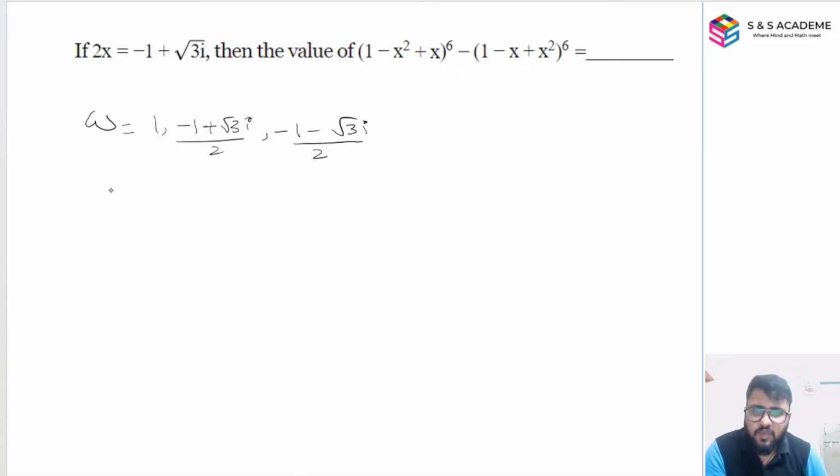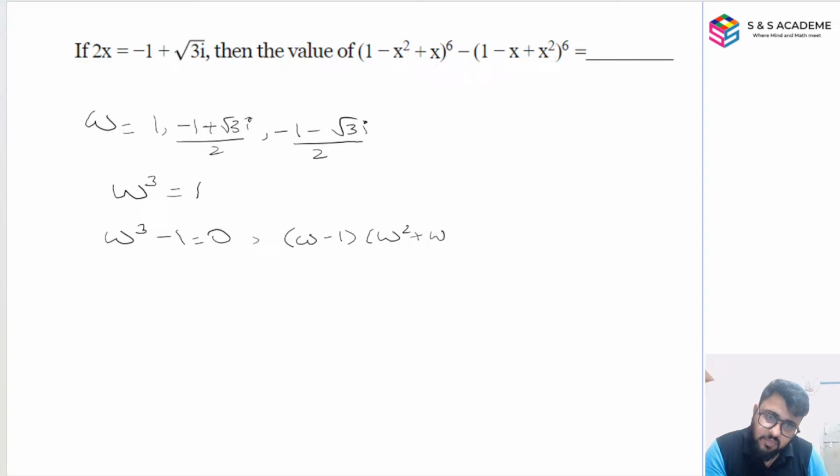And how do we know that? Because we know omega is a cube root of unity in this case. So omega cube is equal to 1. Therefore, omega cube minus 1 is equal to 0. And this is of the form a cube minus b cube. So omega minus 1 into omega square plus omega plus 1 is equal to 0.